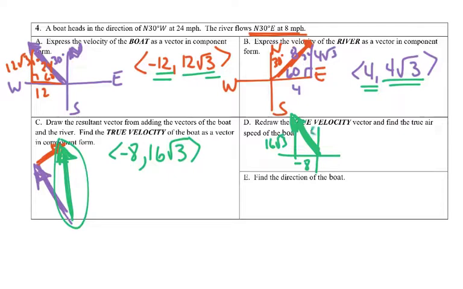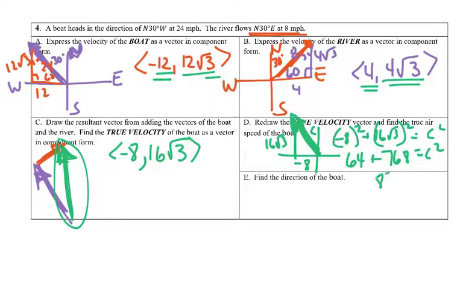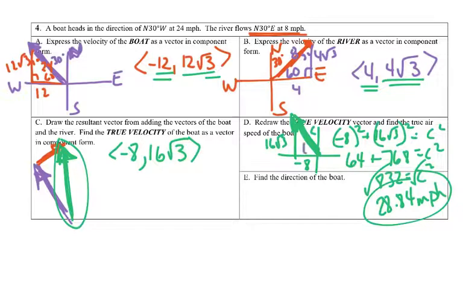If I want to find that speed, a squared plus b squared equals c squared. Or 64 plus, let's see, that's going to be 768. So if I add that to 64, I get 832, and I'm just going to do this as a decimal. The square root of 832 is 28.84 miles per hour. That's the magnitude of that vector. If I want to find the direction, that's this angle right here.